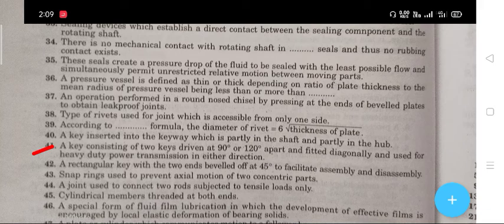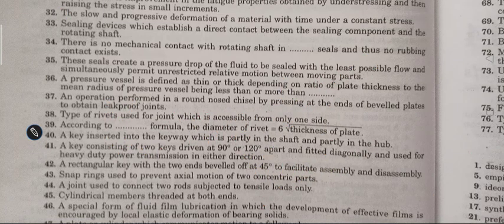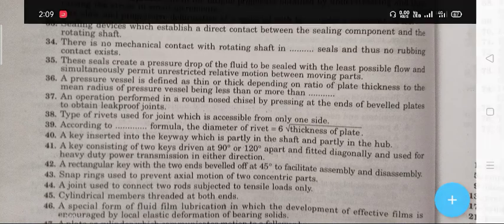120 degree apart and fitted diagonally and used for heavy duty power transmission in either direction. The right answer is Kennedy key. Kennedy key is the right answer. Next question. Question number 42.